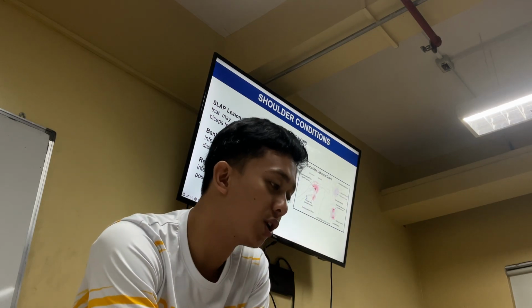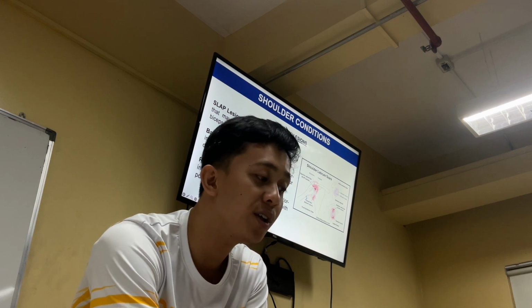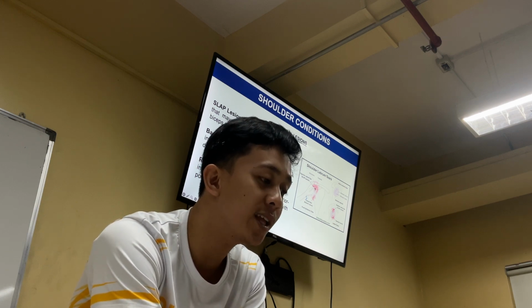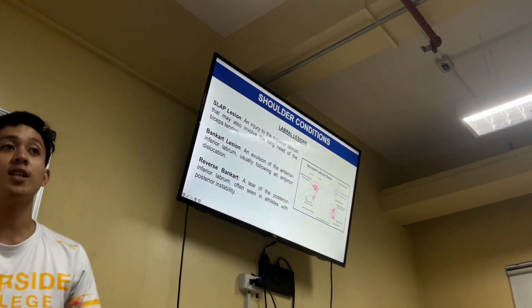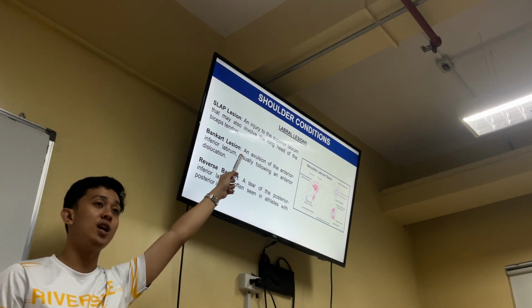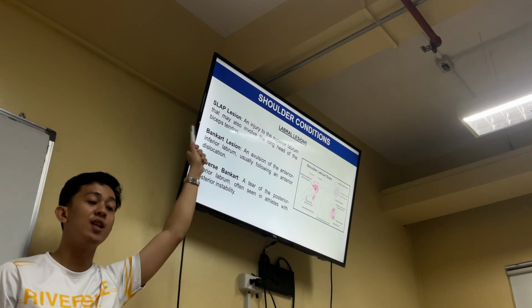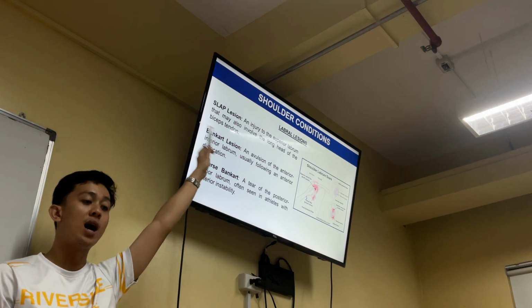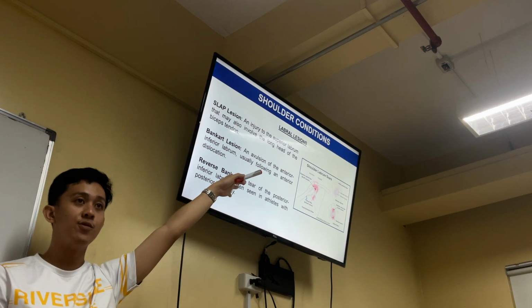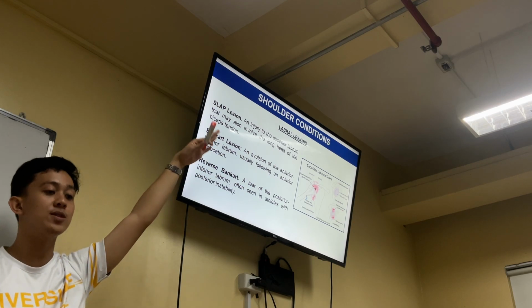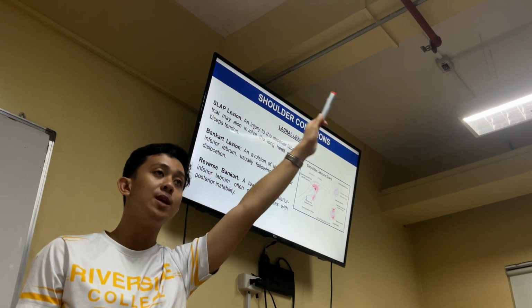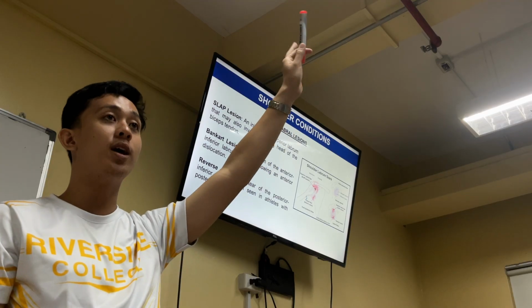With a Bankart lesion, this is an avulsion of the anterior inferior labrum, usually following an anterior dislocation. That's why it is an associated injury, kanina mentioned under your anterior dislocation. An avulsion of your anterior inferior labrum. That's your Bankart. When you reverse Bankart, of course, the opposite one. There's a tear of the posterior inferior labrum, often seen naman in posterior dislocation. Okay?